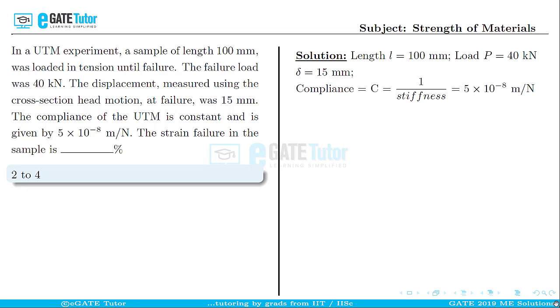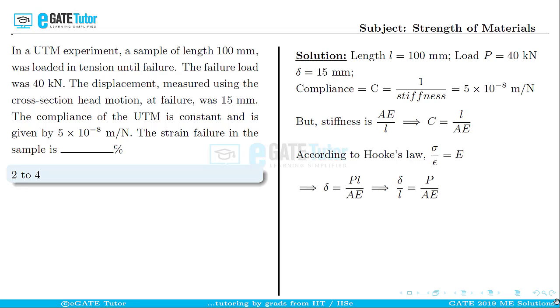Generally, stiffness in strength of materials is written as AE by L. Therefore, compliance becomes L by AE, as compliance is the inverse of stiffness. Now, according to Hooke's law, we can write stress by strain is equal to Young's modulus. So from this, we can get the value as delta is equal to PL by AE.